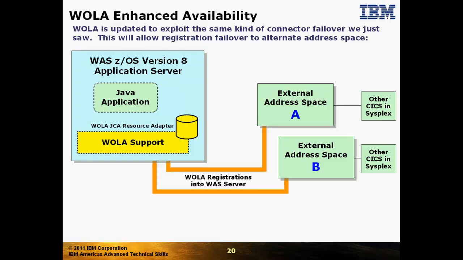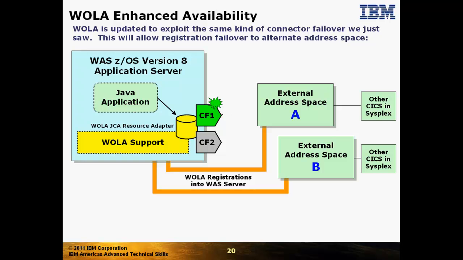One of the key principles of WOLA usage is that the external address spaces need to register into the cross-memory services of the application server. That must be in place before any WOLA exchanges may take place, so those registrations are shown on the chart as the orange bars. Now, just like we showed on the previous charts, we may define a primary and alternate connection factory for outbound calls from WAS to the external address space.